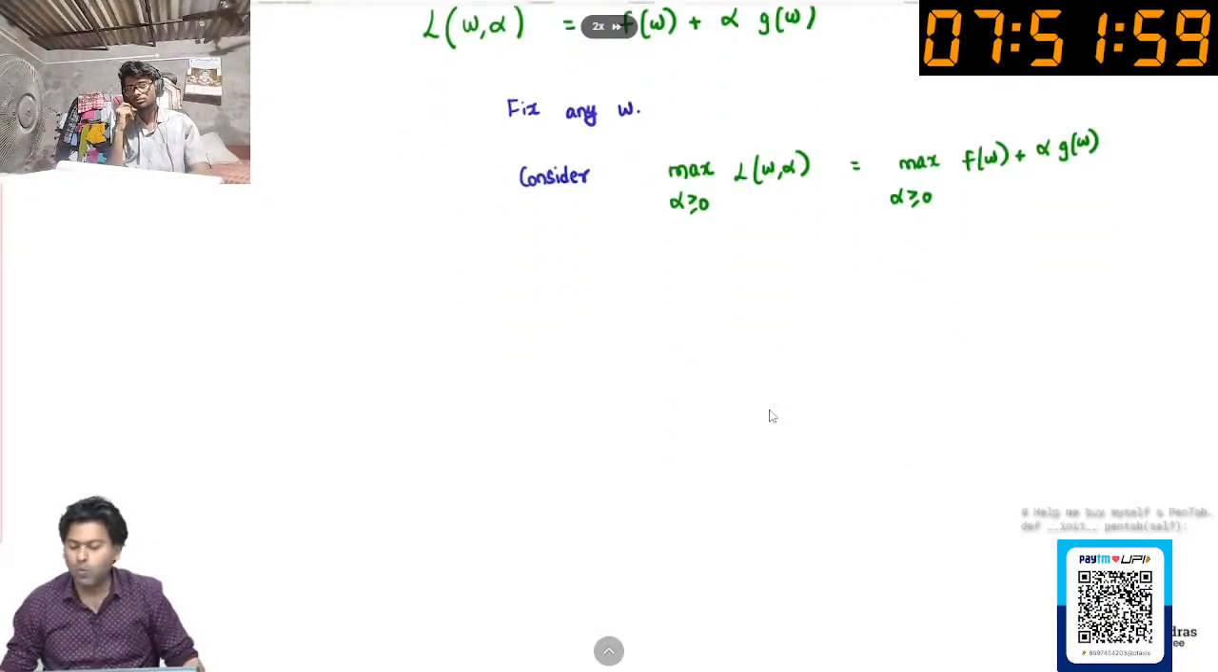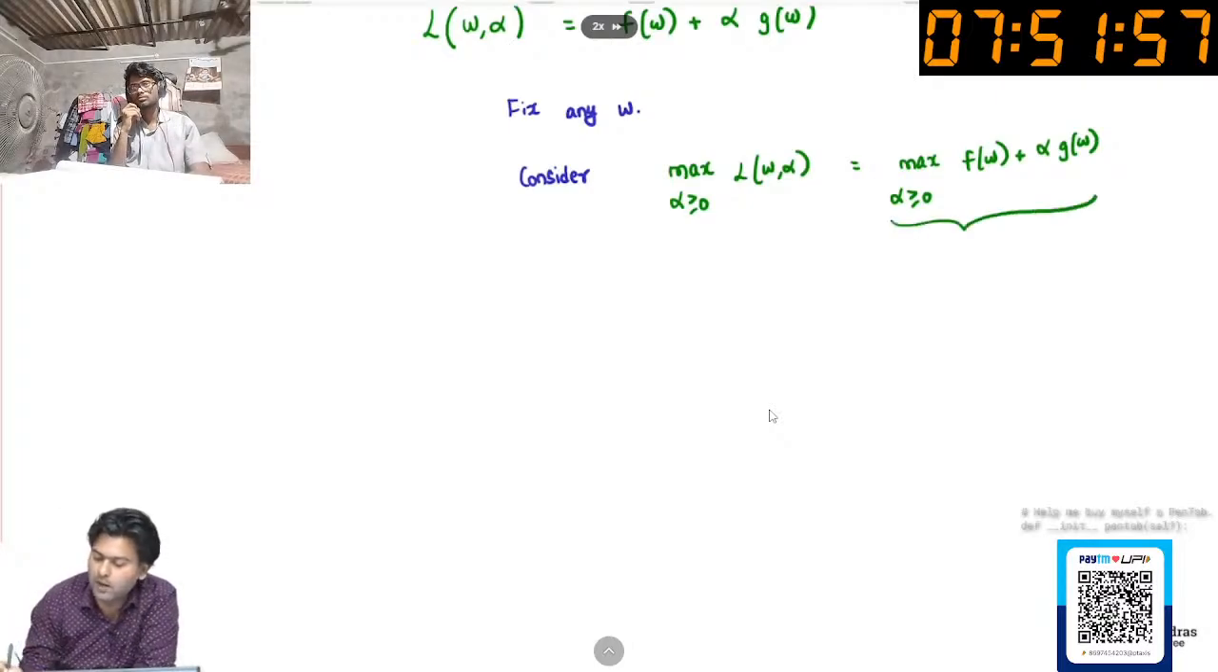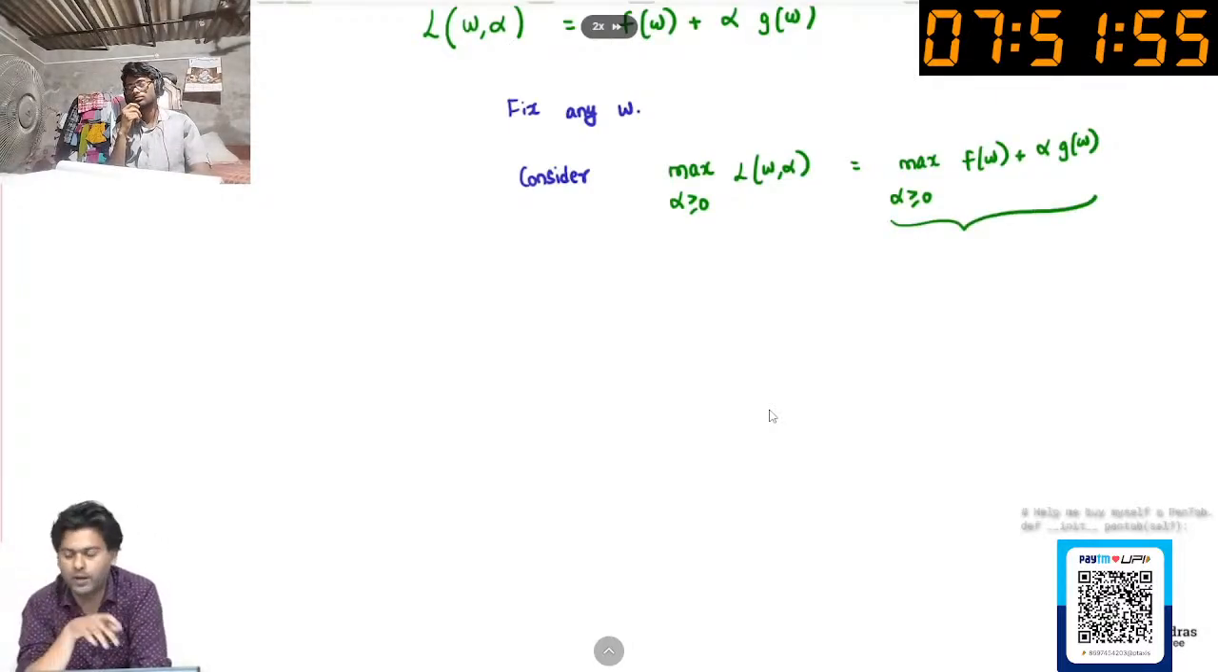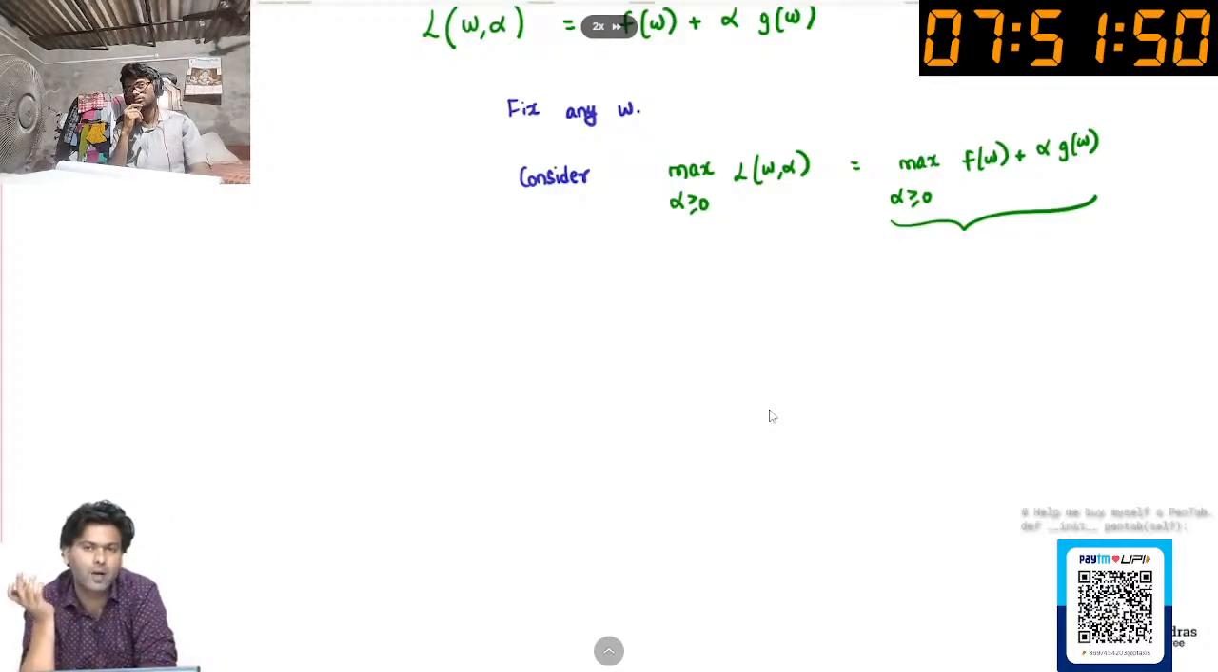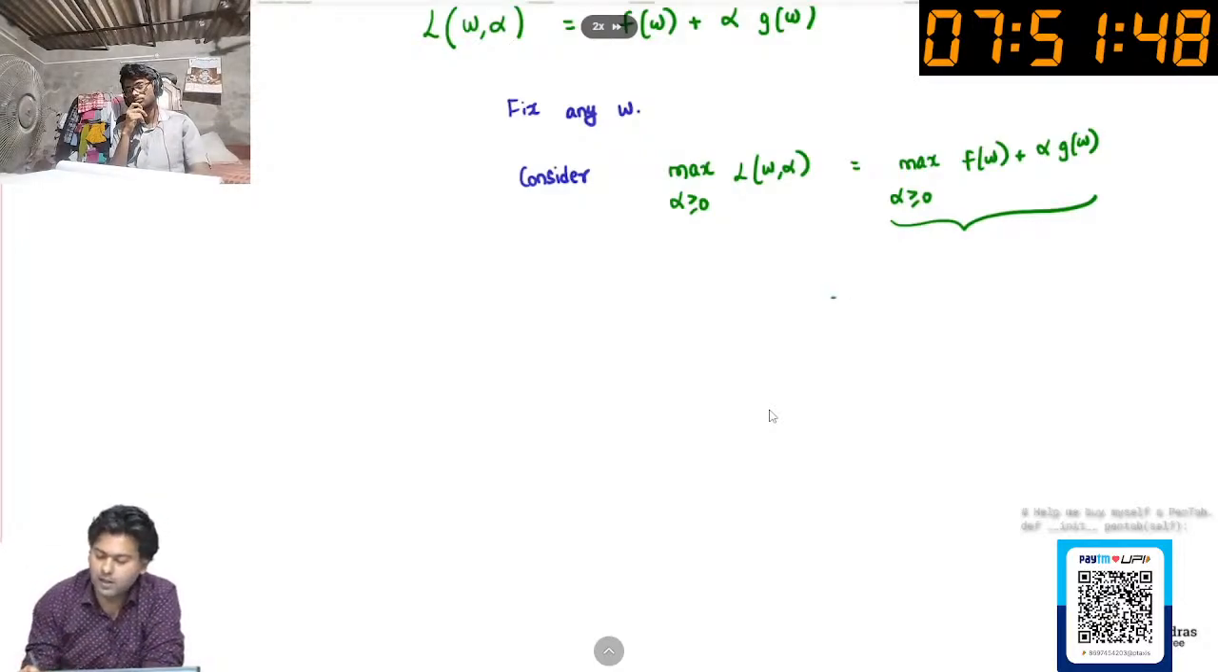Now I ask you the question, what value can this function take? So remember, I gave you a w, maybe w equals 1, 2, 3, 4, right? So that vector. Now I'm asking you to maximize this quantity with respect to alpha greater than or equal to 0. Now how will this quantity look? Well, there are two cases to consider here, right?